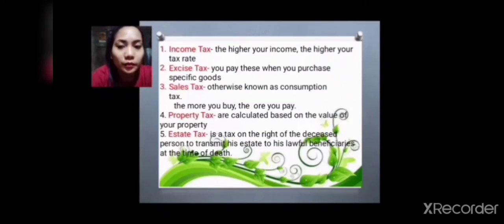So, for example, na kung saan nagbabayad din ng mga buwis sa mga produktong ginagawa sa Pilipinas para sa mga Pilipino at sa mga produktong inaangkat mula sa ibang bansa. So third, sales tax, otherwise known as consumption tax. The more you buy, the more you pay.